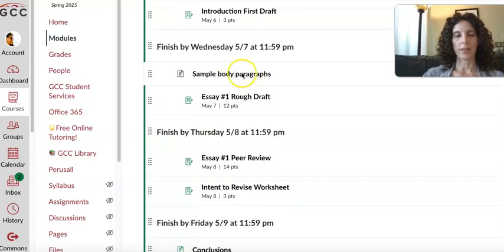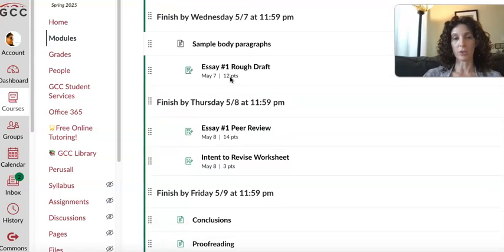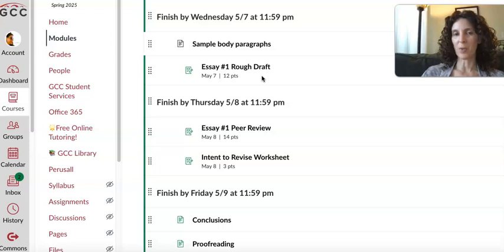Wednesday, you're not going to be able to see this yet, but I will be showing you some sample body paragraphs that are strong so that you can get some feedback and then look at what other people have done and see if it works. And then your rough draft is due. Now, this shouldn't be too much work because you should already have done 2 drafts of your body paragraphs, right?